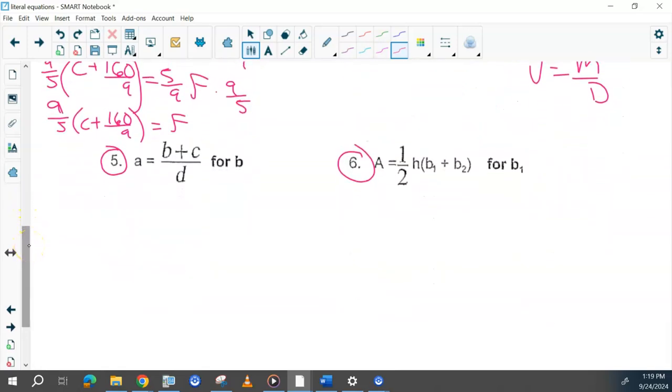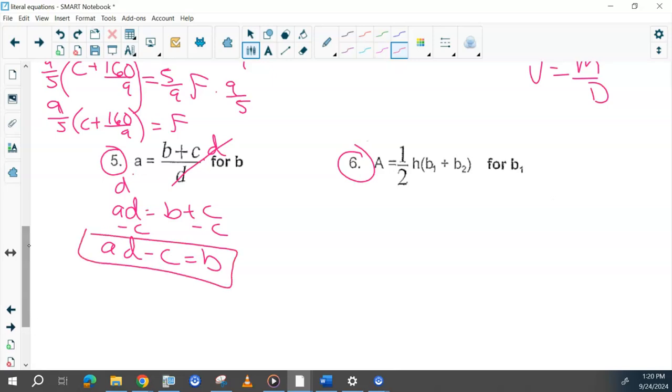In 5, how would I get b by itself? Yes, multiply both sides by d. We have AD equals B plus C, and then subtract C, yes. So we have AD minus C equals B as our final answer.